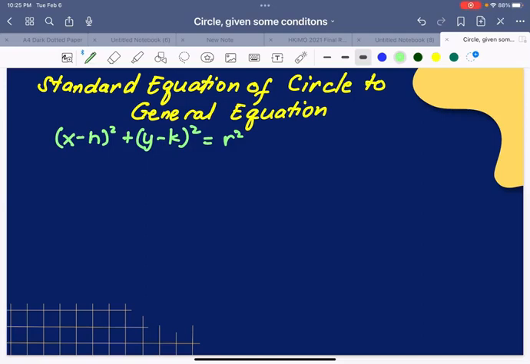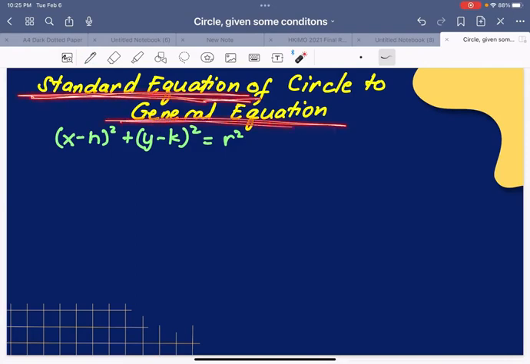Hi everyone! Sa video ito, talakayin natin kung paano i-transform yung standard equation ng circle to general equation.